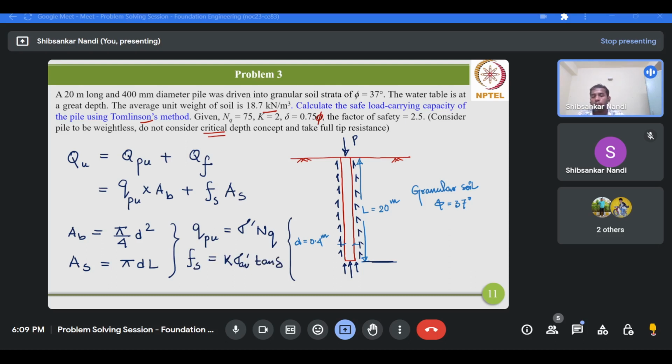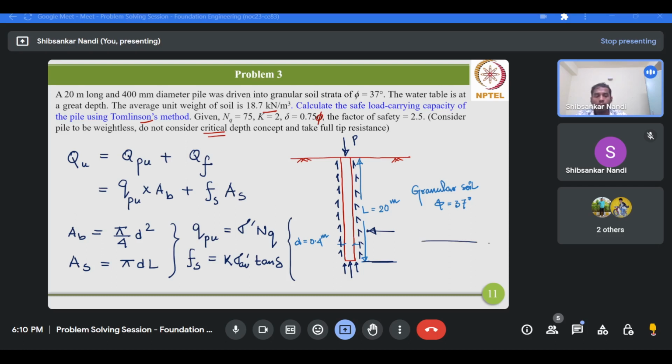Now, sigma average, as you know, as you go below from the ground surface, you will be having a greater, or for this specific problem, you will be having a linear variation in the effective vertical overburden pressure. So therefore, since this effective vertical overburden pressure is varying along the length of the pile, we have to consider some average of this variation. And if you multiply this with K and tan delta, you will be getting the horizontal stress. And if you multiply this horizontal stress with the friction value, then you will be getting the frictional resistance.